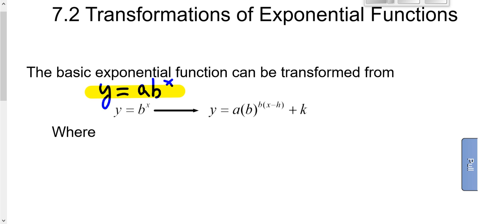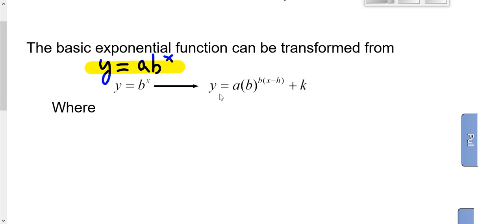If you look at this one here, for the form we are looking at, we are assuming that a is equal to 1. So what does that mean? That means you have a y-intercept at 1. I hope this is a review for you. And so let's look at what's going on here for the transformed exponential function.